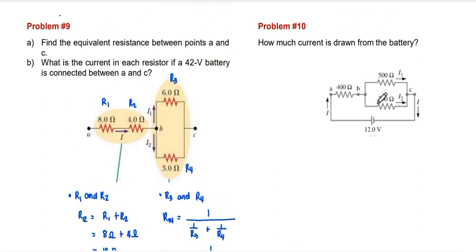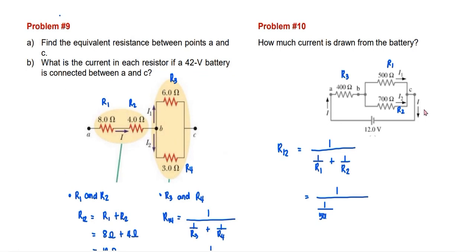Okay, next. How much current is drawn from the battery? So meaning we are looking for the equivalent, the total current, I sub T. So let this be resistor number 1, resistor number 2, and resistor number 3. So all we need to do here is to find the equivalent resistance to find the total current. So first we are going to combine 1 and 2. So R12 is equal to 1 over, because they're parallel, 1 over R1 plus 1 over R2. So that's 1 over 500 ohms plus 1 over 700 ohms.